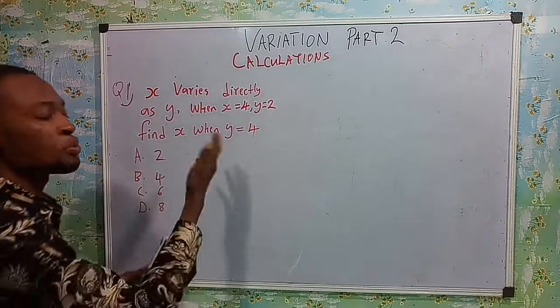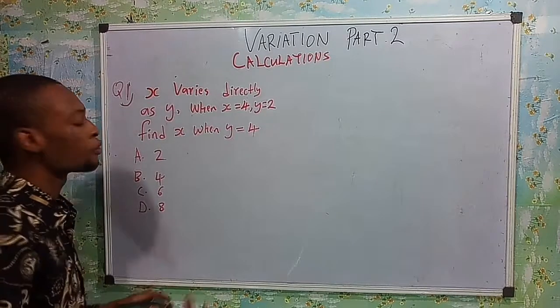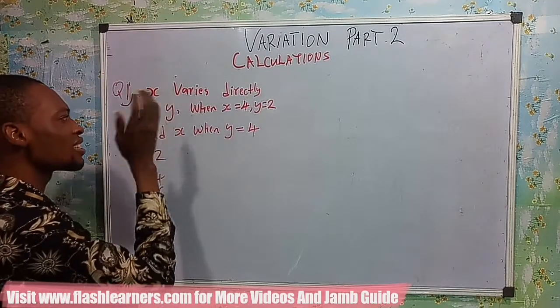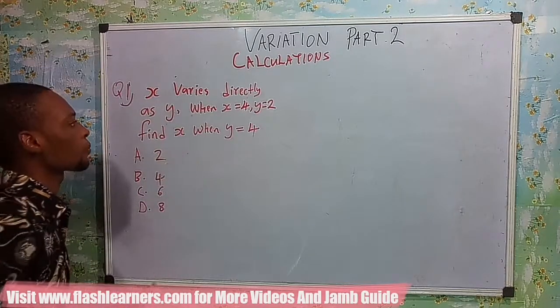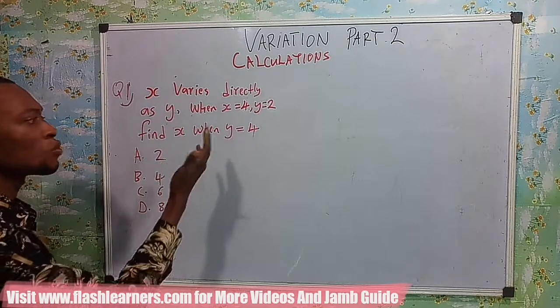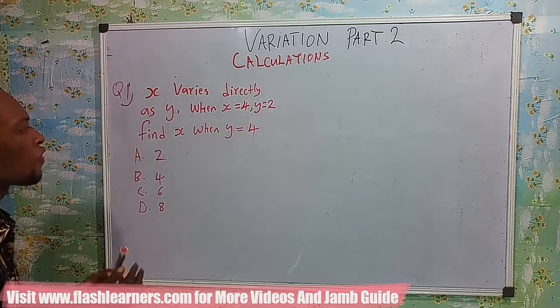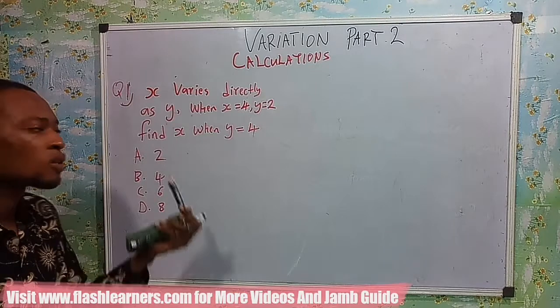All right, here's the typical question under variation. S varies directly as Y. When S equals 4, Y equals 2. Find S when Y equals 4.